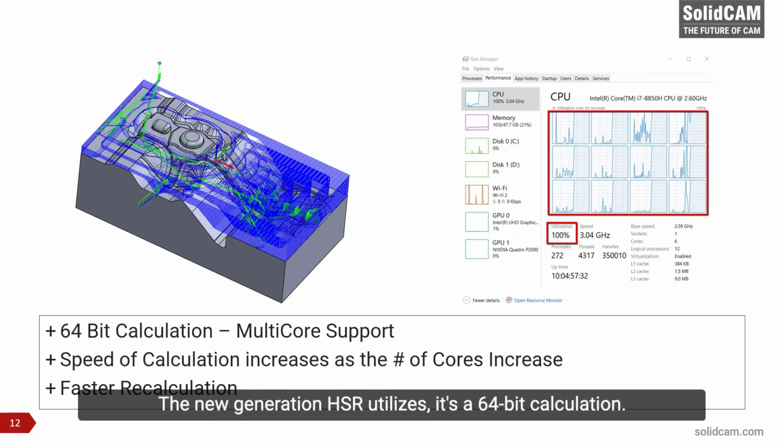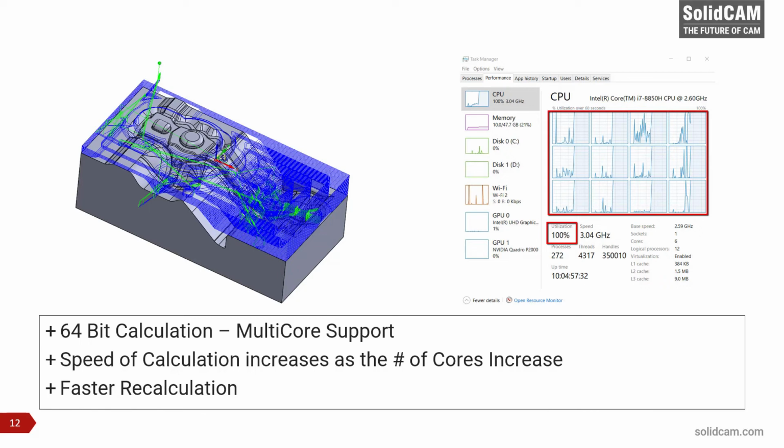The new generation HSR utilizes 64-bit calculation. It has multi-core support. The speed of calculation increases as your cores increase. So if you have, let's say, 8 cores or 12 cores, with a 12 core machine your speed dramatically increases over an 8 core machine. The recalculation is extremely fast because we store our parameters inside and only those parameters that are changed are recalculated again.